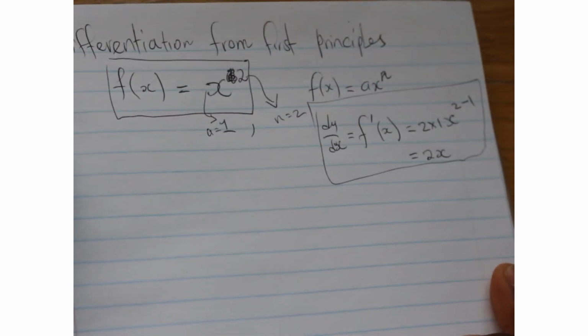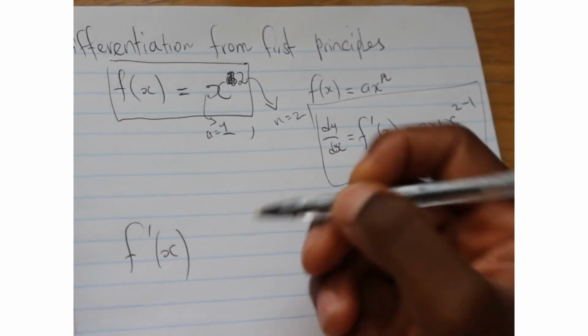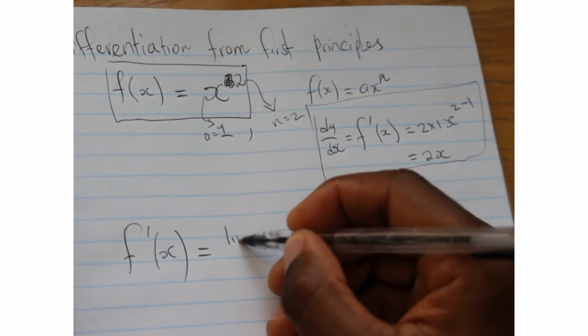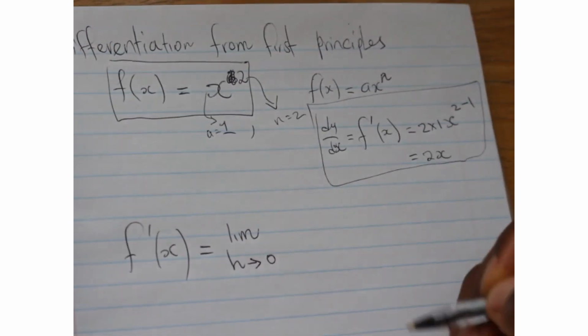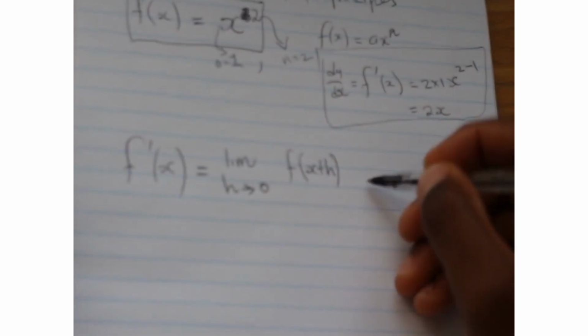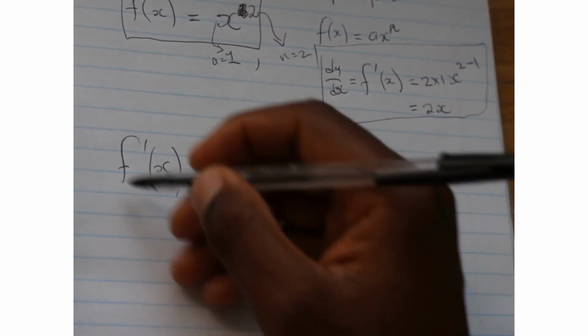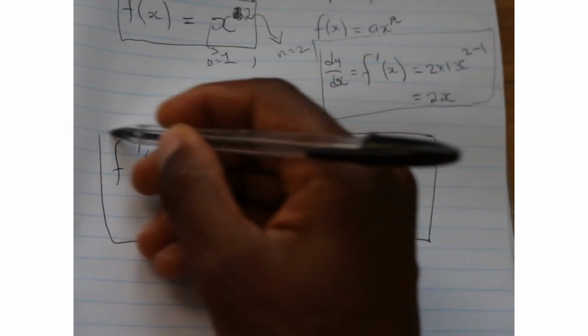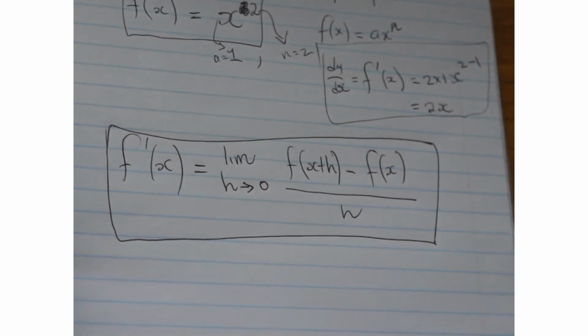So let's talk about first principles. What does it mean when we say we're differentiating using first principles? It simply means that there's a different formula that you're using, which says f prime of x must be given by the limit as h approaches 0 of f of x plus h minus f of x, divided by h. This is the formula for first principles.